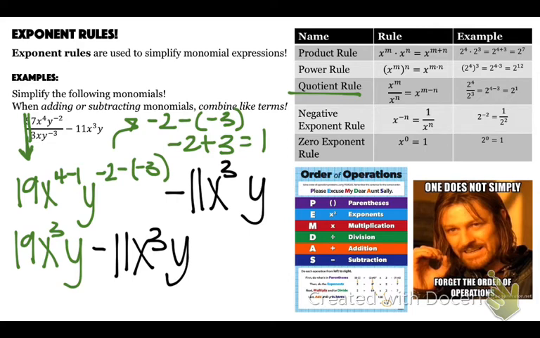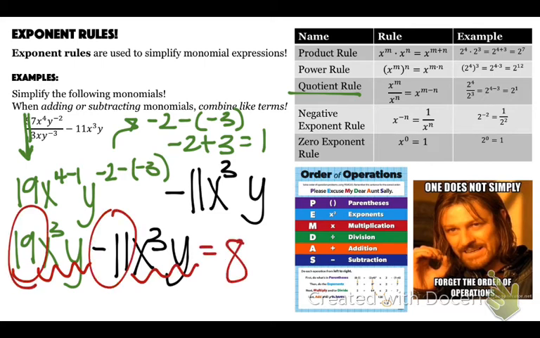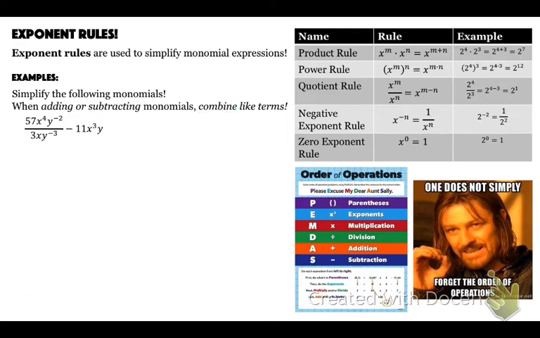Now can you see that these are the same? X cubed y, we just have 19 of them here and negative 11 here, which means we're left with 8x cubed y. Cool. Let's double check it. So divide that. You get 19x cubed y minus 11x cubed y, which is 8x cubed y.